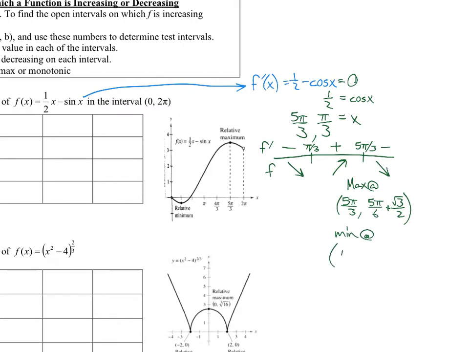So at pi over 3, if I plug in pi over 3, sine of pi over 3 is root 3 over 2. So again, I have pi over 6 minus root 3 over 2. Okay? So that's how you would use the sign diagram to find those.